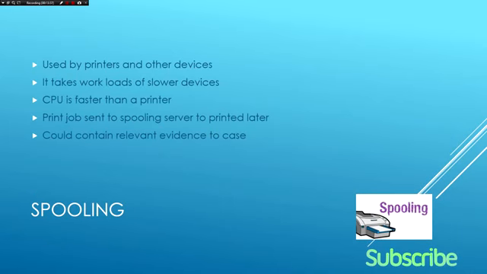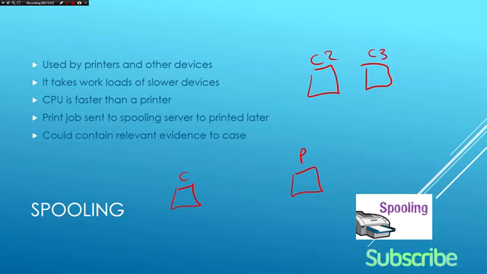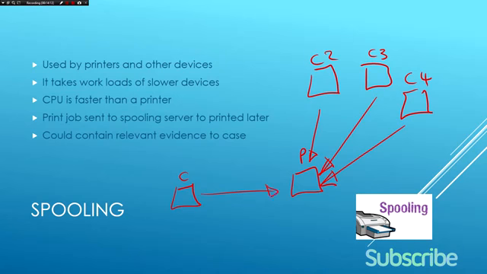Spooling. Spooling is not just used in printing, but printing's quite an easy example to talk about. Say this is my computer, and we've got a printer, but there's also computer 2, computer 3. You're in an office, there are loads of computers, and they're all sending print jobs to this printer. Say computer 2 sent the first print job, computer 3 sent the second, and we are fifth in line.